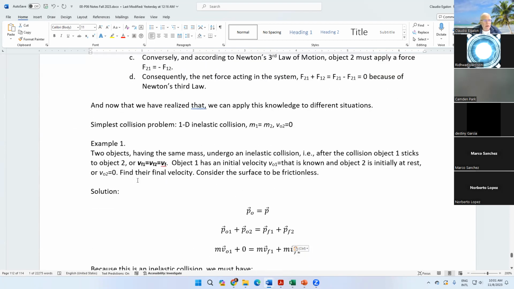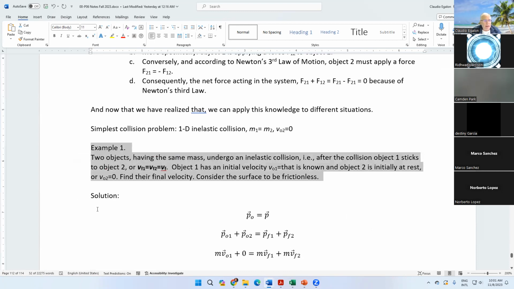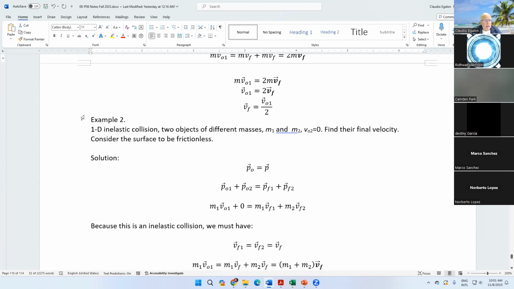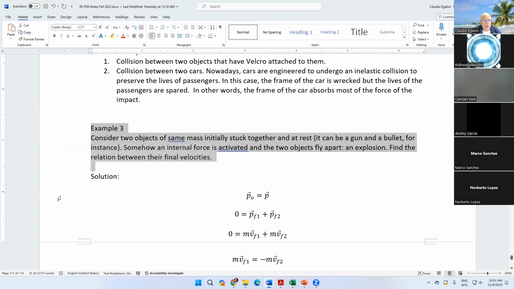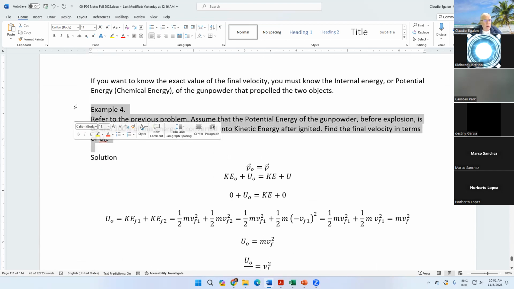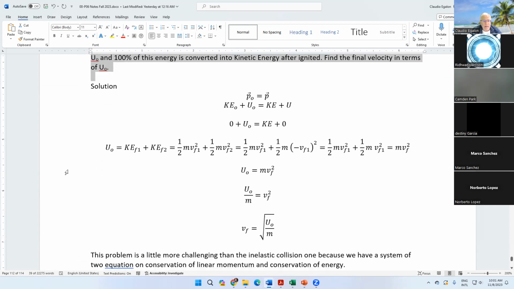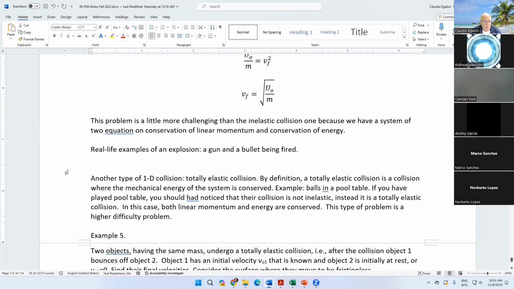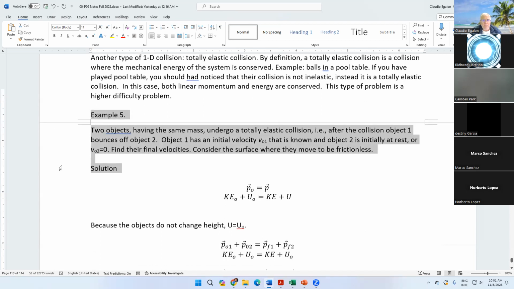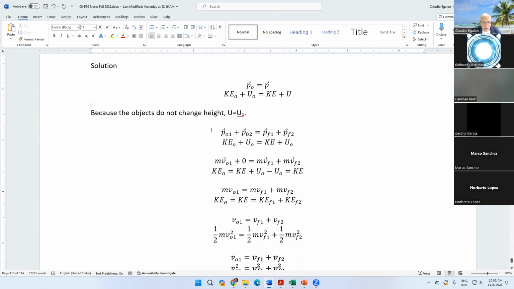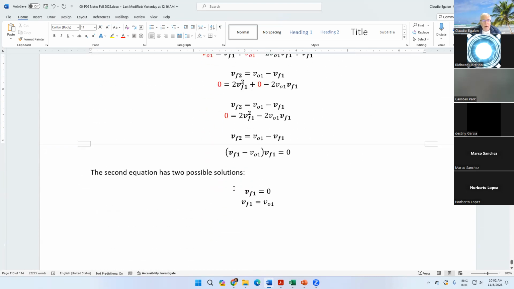What's happening here? Example 1 is an inelastic collision, equal masses, one mass at rest, the other moving, right? Example number 2, different masses, inelastic collision. Example number 3, same masses, explosion, right? Example number 4, same mass, explosion, but I want you to find out the exact final velocity in terms of the internal energy of the system. And number 5 is a totally elastic collision, same masses. And I'm writing here.